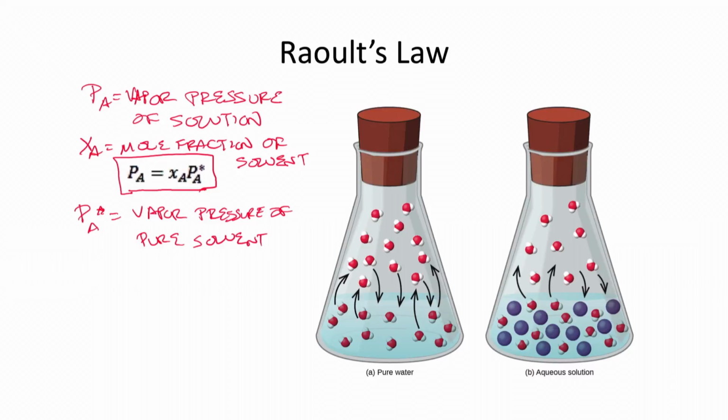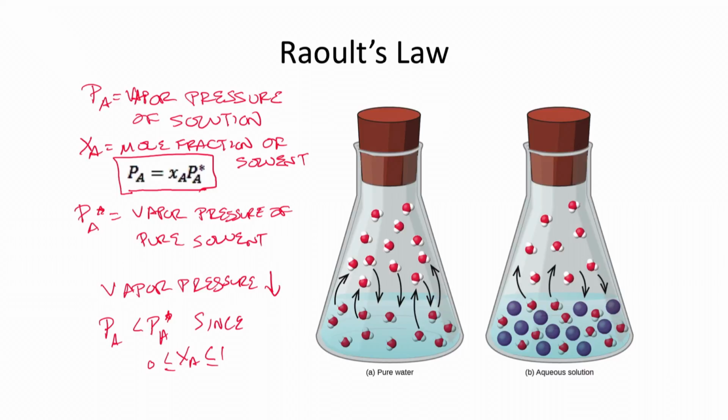solvent. Okay, and so the idea is that when I add this solute to the solvent, vapor pressure goes down. Vapor pressure decreases. And the way that I can see that is because PA has to be less than PA star, since the mole fraction of solvent has to be between 0 and 1. And so as long as I add solute to it, the vapor pressure of solution goes down.